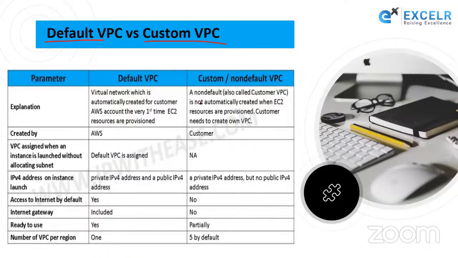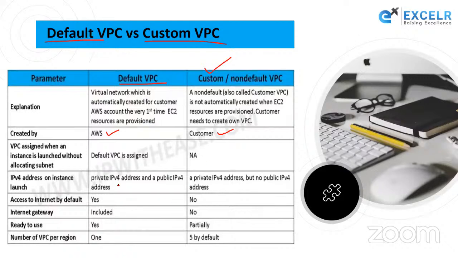This is what every customer does in the AWS environment. Nobody will go and use the default VPC. Everybody will have their own custom VPC. The default VPC is created by AWS, while the custom VPC is taken care of by the customer. Whenever you create your AWS account, this default VPC is directly assigned. Custom VPC you have to create.